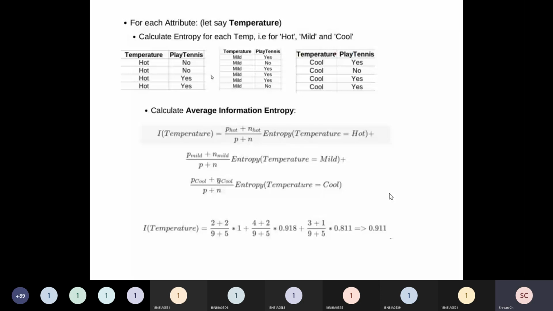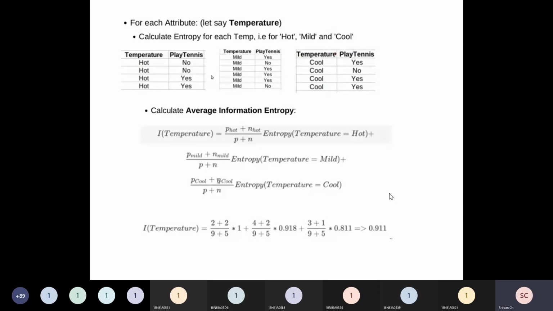Similarly, you need to calculate entropy for mild. Right? So how many records are there in mild? Number of records are 6. How many are positive? 4 are positive. How many are negative? 2 are negative. So p value is 4, n value is 2. Apply that, put it into our entropy formula. Minus p by p plus n log of p by p plus n minus n by p plus n log of n by p plus n.